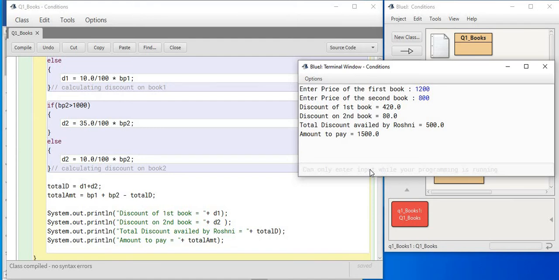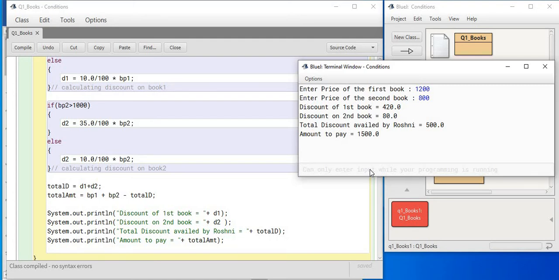Discount on the first book is 420 rupees. Discount on the second book is 80 rupees. Total discount availed by Roshni is 500 rupees. And the amount to pay is 1500, right? So the total calculation is based on this.